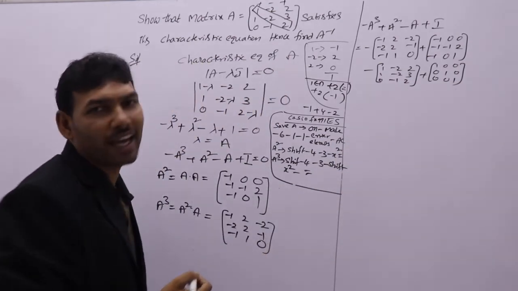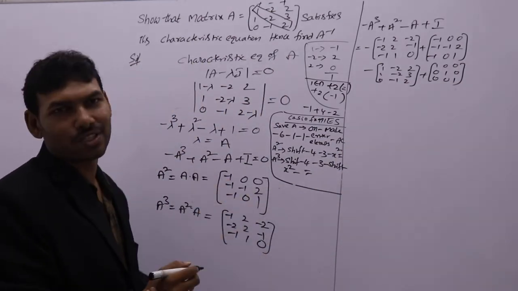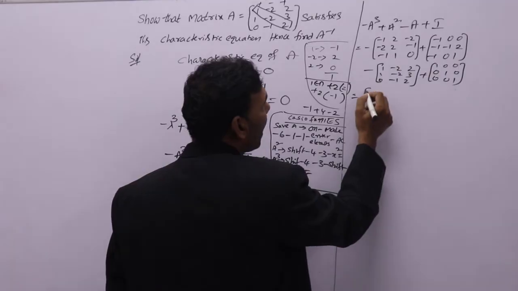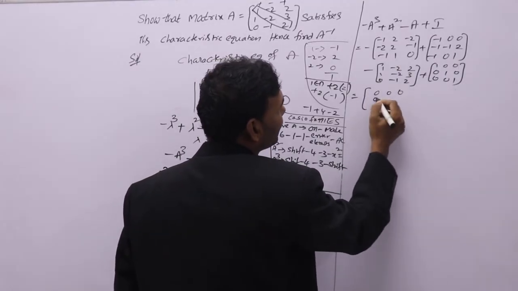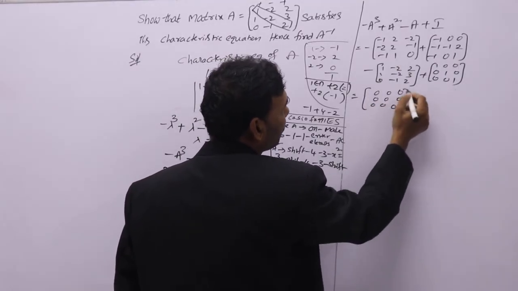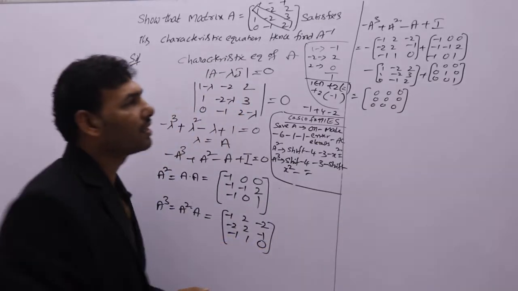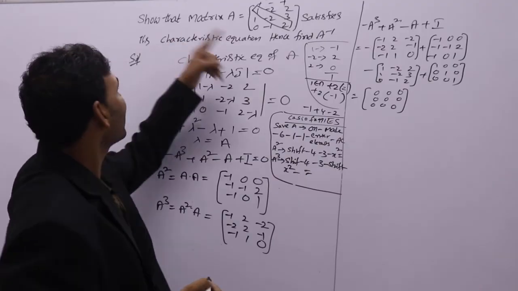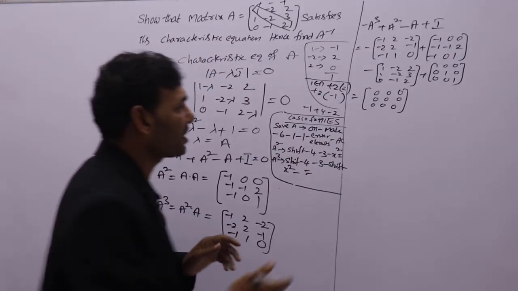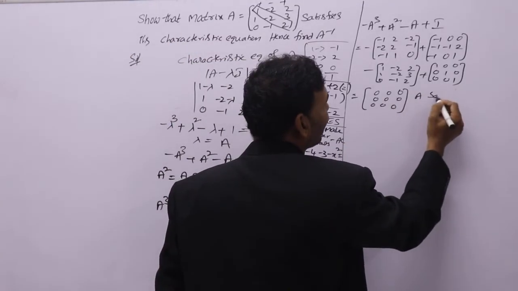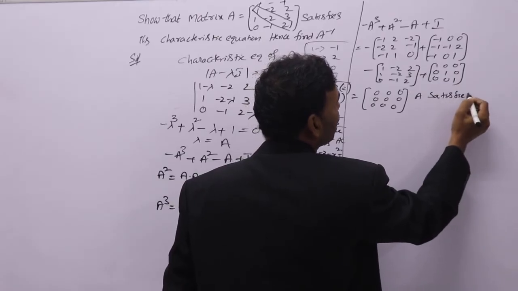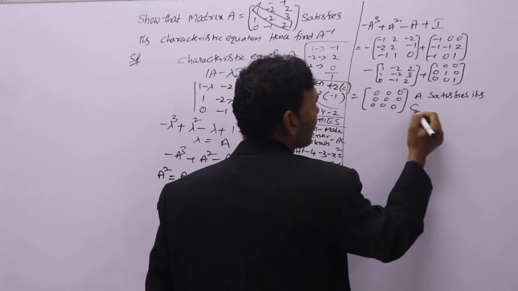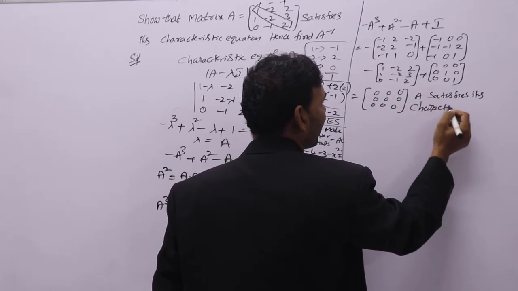If you simplify these 4 matrices, finally you have to get the null matrix as the answer. If you get the null matrix as the answer, then the Cayley-Hamilton theorem is verified. That means A satisfies its characteristic equation.